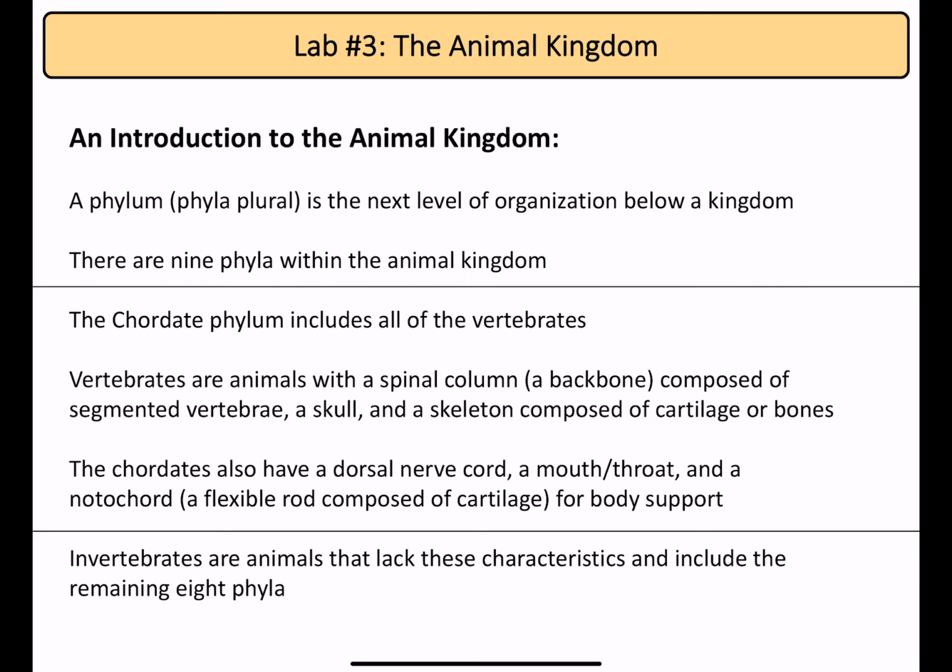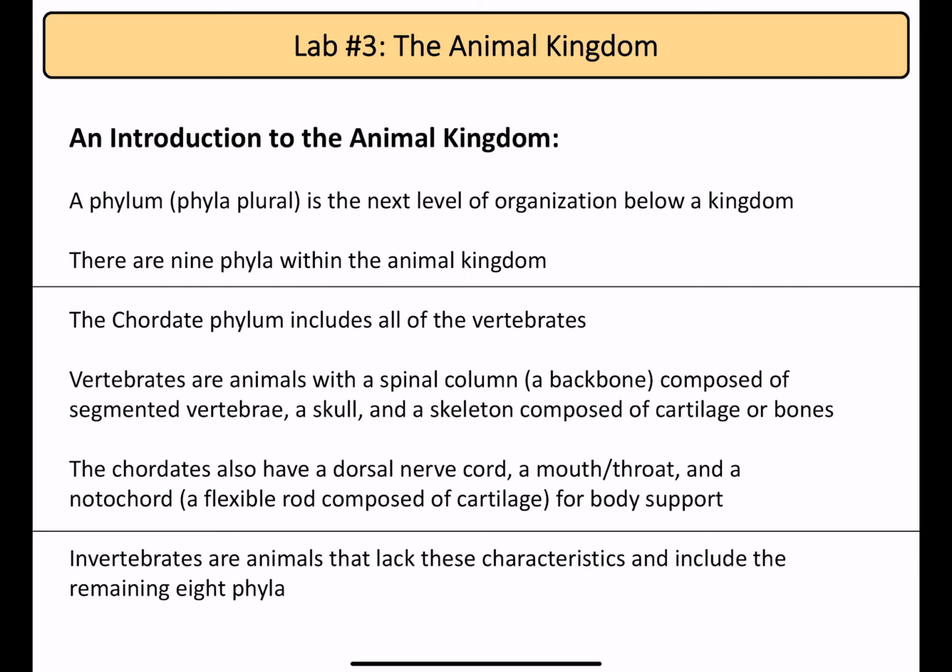The way that we classify living things is by a system known as taxonomy, and there are various levels to it, the highest being kingdom, phylum, class, order, family, genus, and species. So we're looking at the second level of that classification system, which is a phylum. The 9 groups of animals that we're going to cover are each considered a phylum.